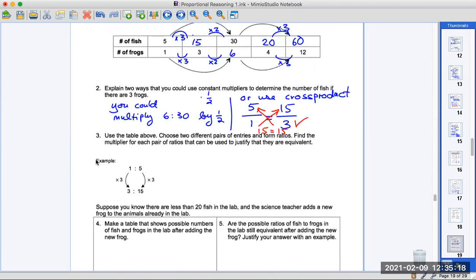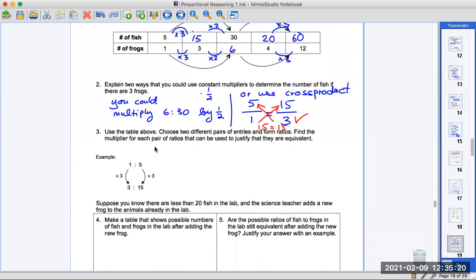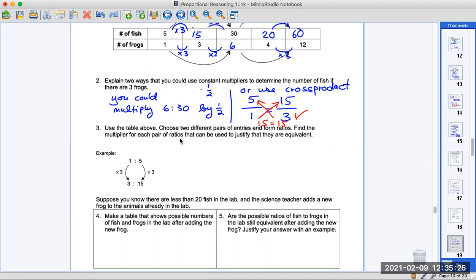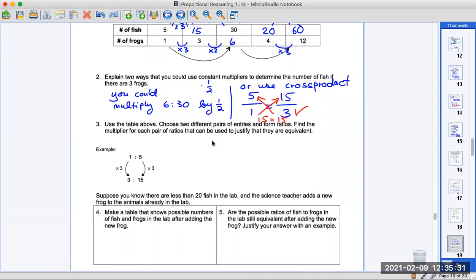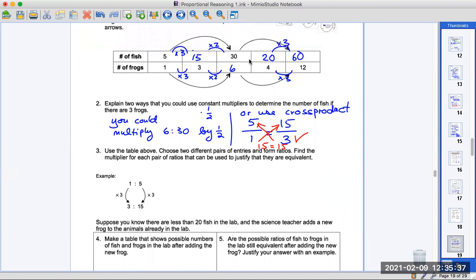Okay, so now look at number 3, use the table above. Choose 2 different pairs of entries and form ratios. Find the multiplier for each pair of ratios that can be used to justify that they're equivalent. So pick any 2 pairs up here.